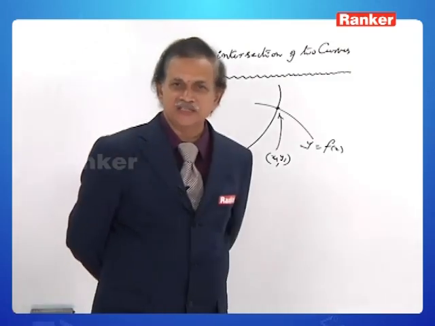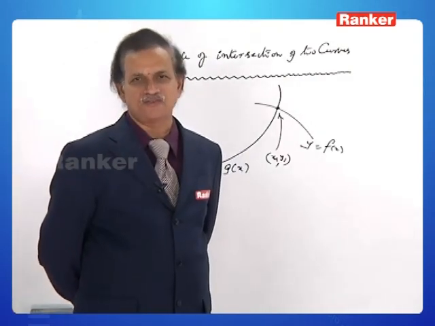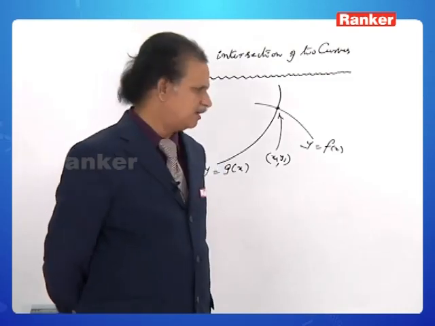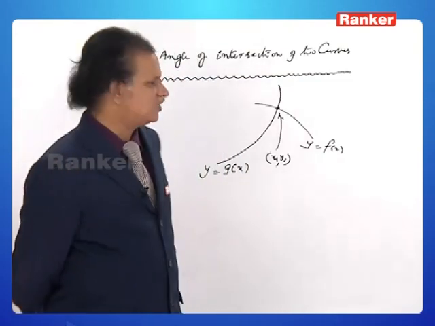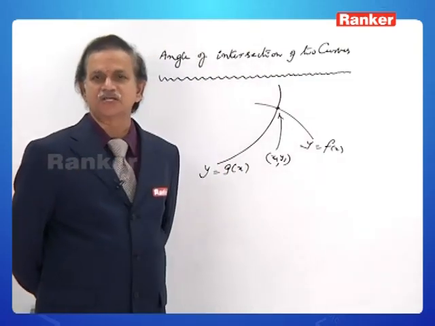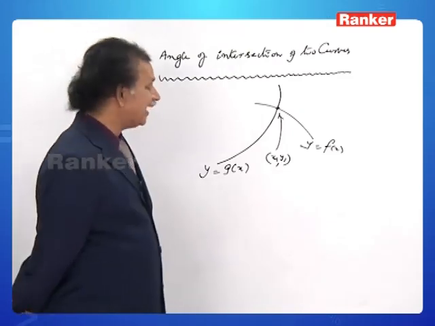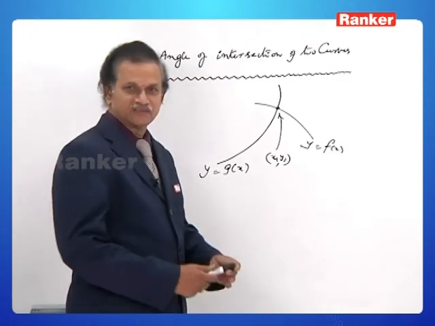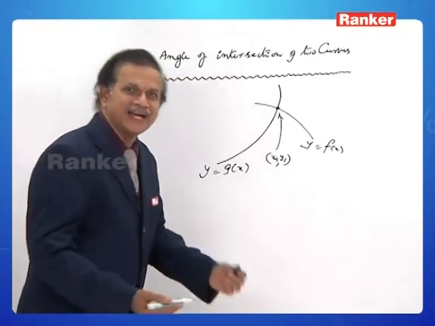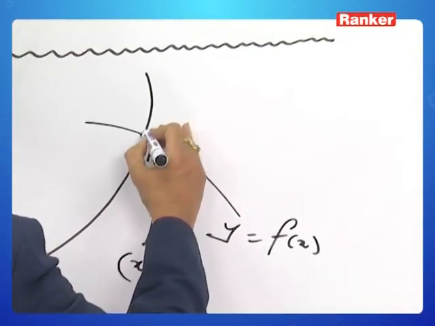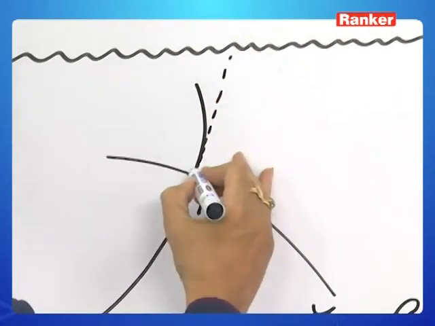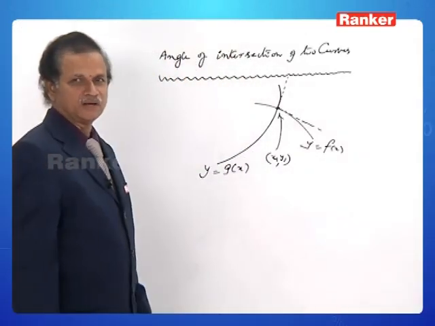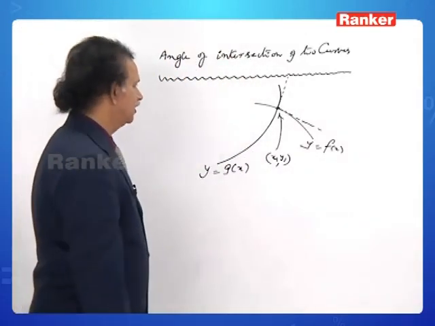The word angle from geometry is meant very precisely, very accurately. Now it is our responsibility to define the angle between these 2 curves. The angle between these two curves is defined as the angle between the tangents at one of the points of intersection.